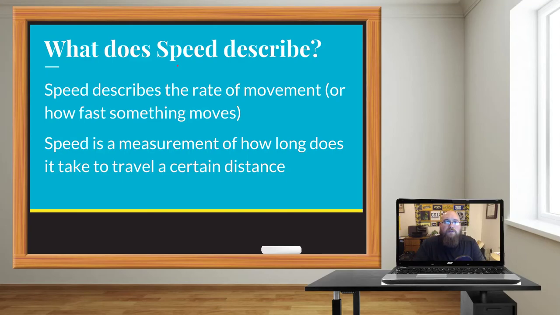Okay, so starting with speed, what does it describe? Well, it describes the rate of movement, how fast something is going. Speed is a measurement of how long it takes in time for someone to travel a certain distance.